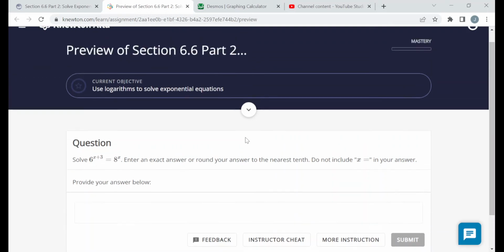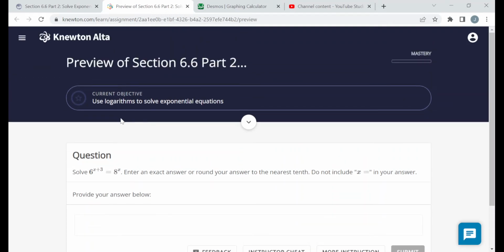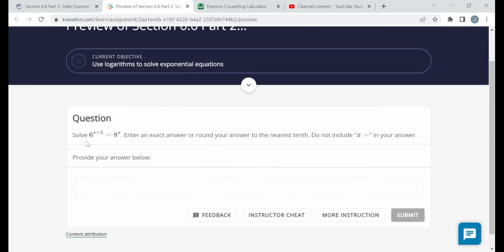Alright. So the first objective I'm seeing, use logarithms to solve exponential equations. Alright, so I'm going to write out this equation here. It's an exponential equation because the variable we're trying to solve for is in an exponent or multiple exponents. And so I'm going to write out this equation and I'll discuss several ways you could solve such an equation using logarithms.